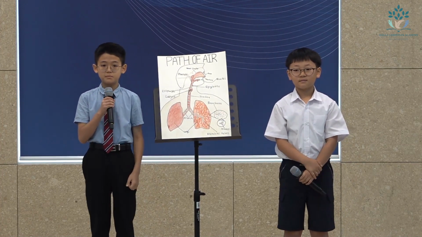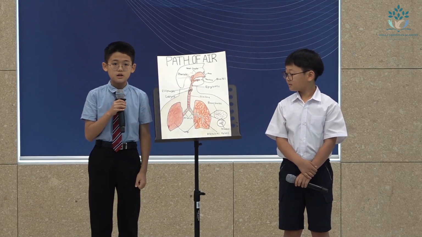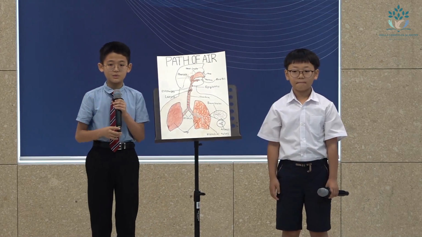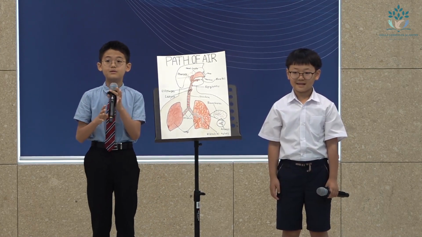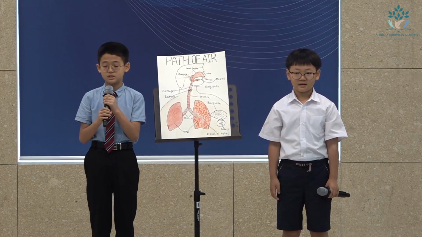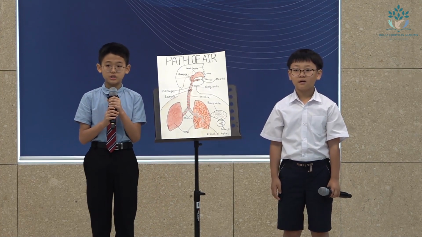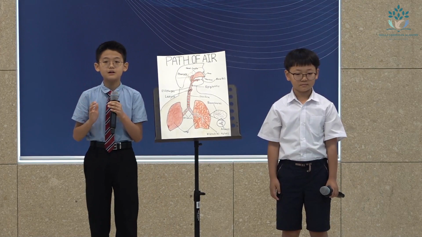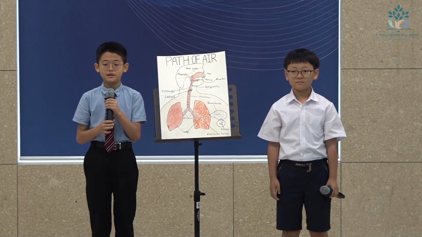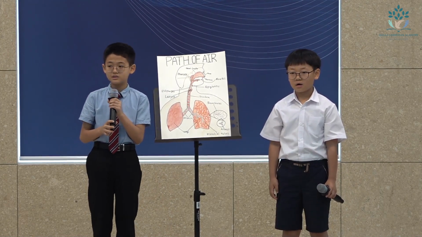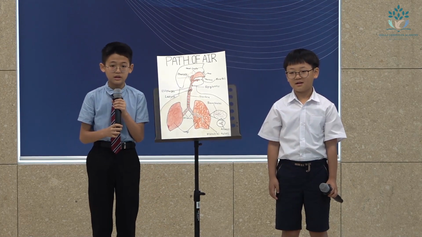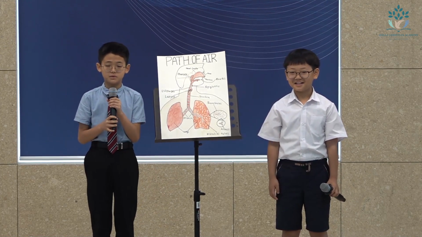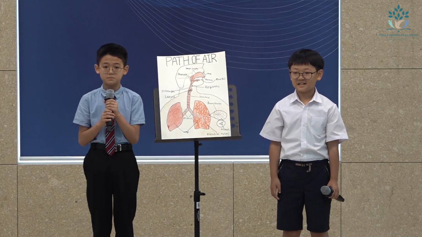Now, the most important part, the lungs. Lungs are two sponge-like organs which exchange carbon dioxide with oxygen in our blood. The lungs rest on the diaphragm, and they do not have muscles of their own. Instead, the diaphragm and chest muscles control how our lungs move.